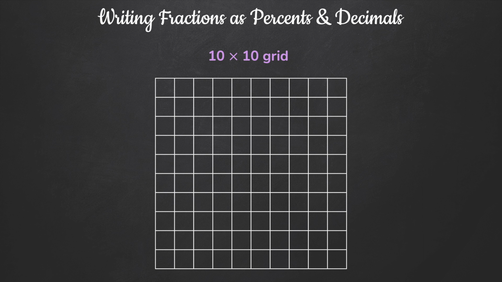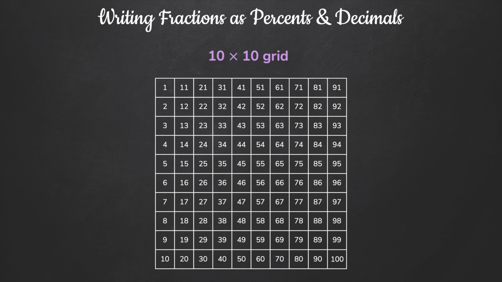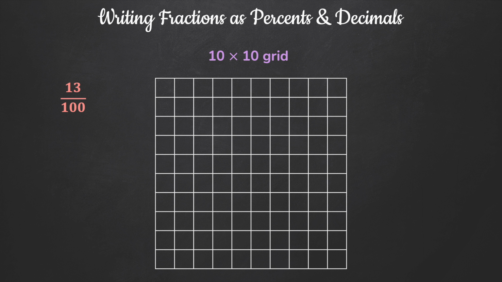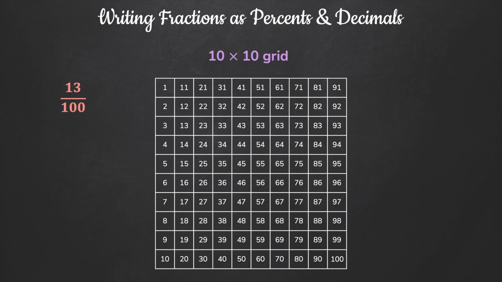Here we have a 10 by 10 grid, and we know that a 10 by 10 grid has 100 squares, so this is helpful especially when we're talking about percents. So here we have a fraction that is 13 out of 100. And because we have 100 squares, we know that the fraction 13 out of 100 means that we shade in 13 of these squares.